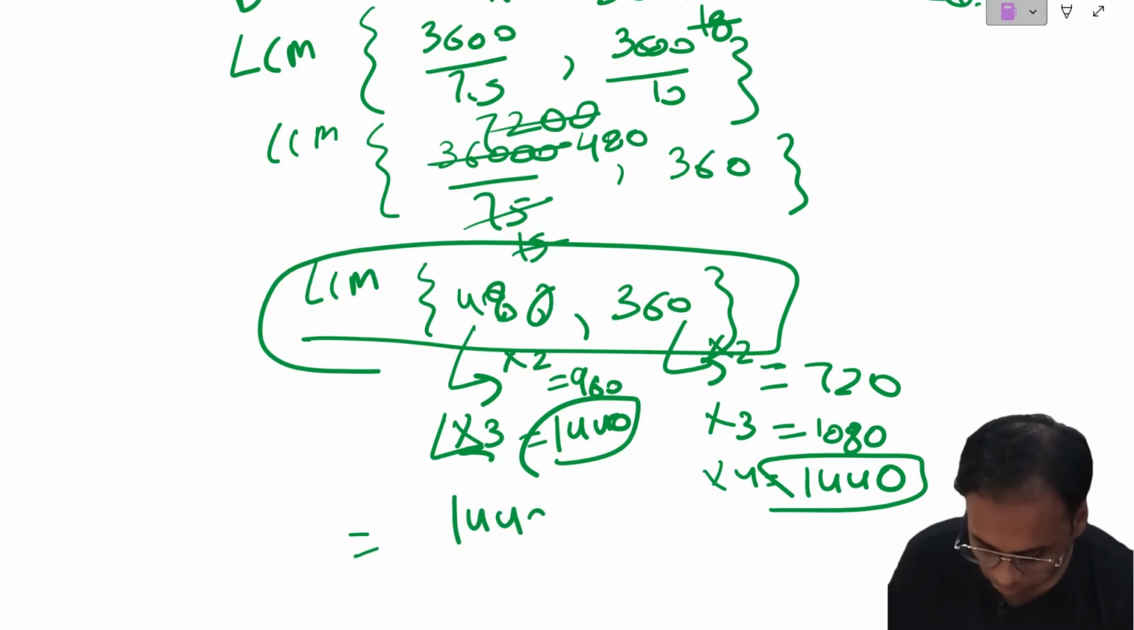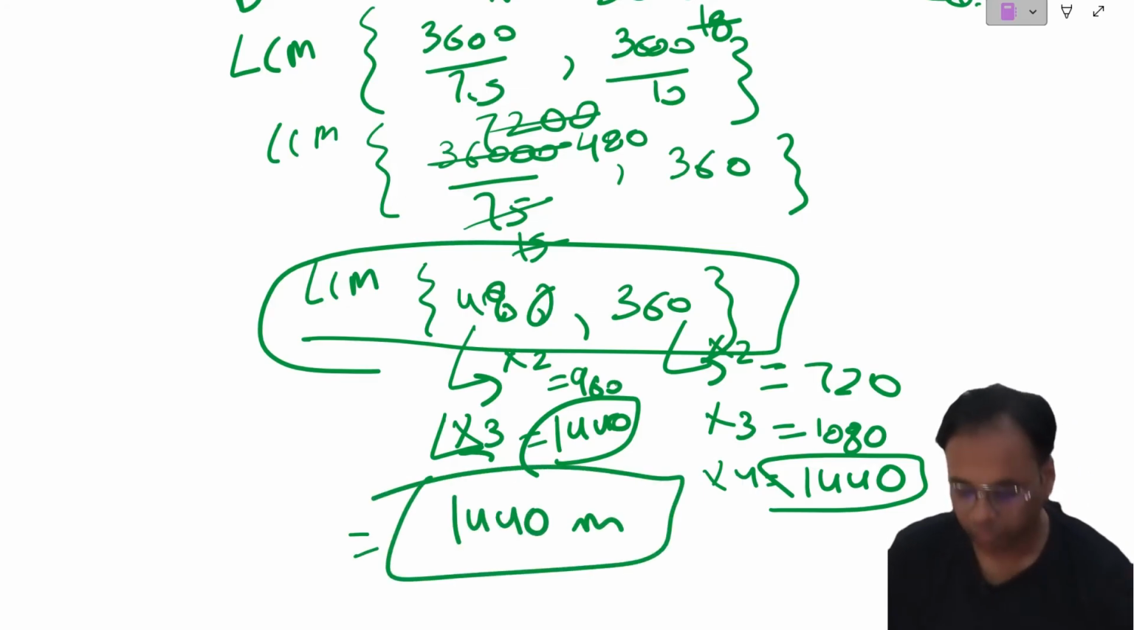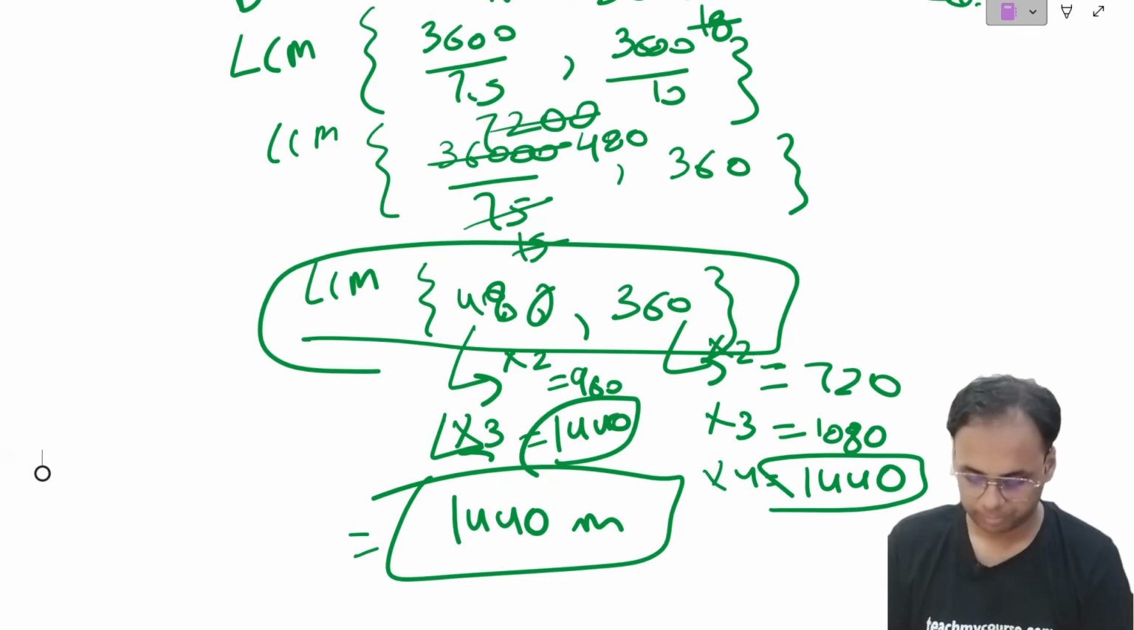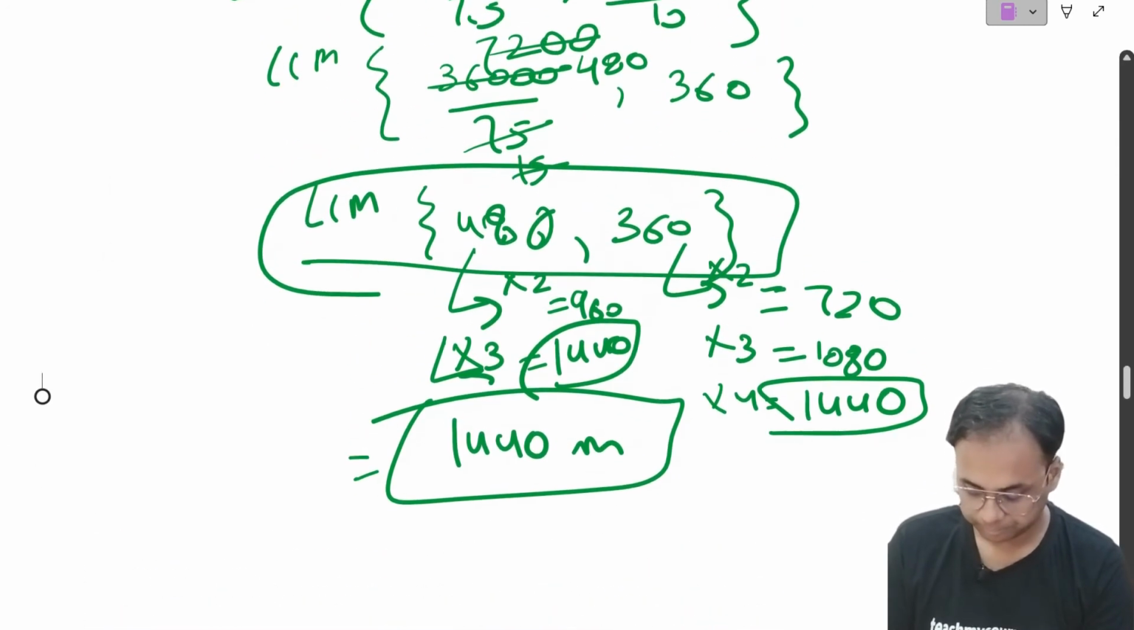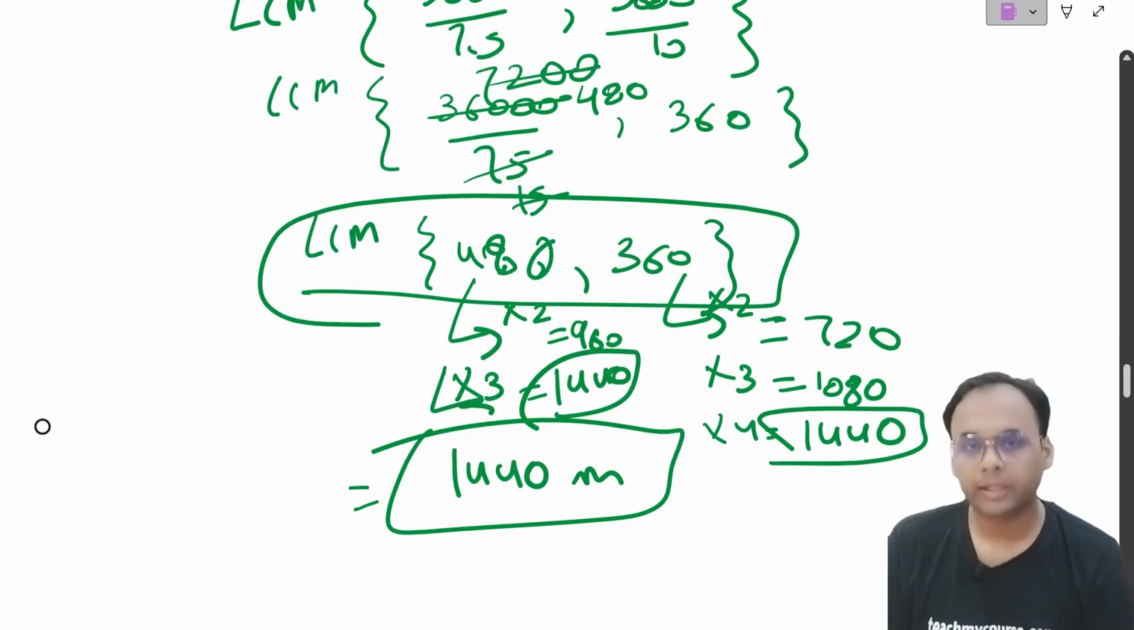So we have 1440 meters. This is the distance after which they meet for the first time at the starting point. So this is the trick we have used in the question.